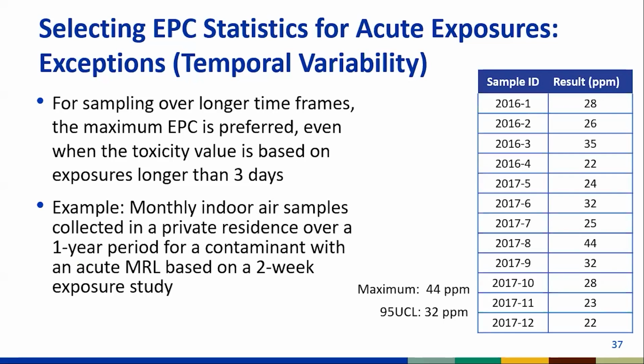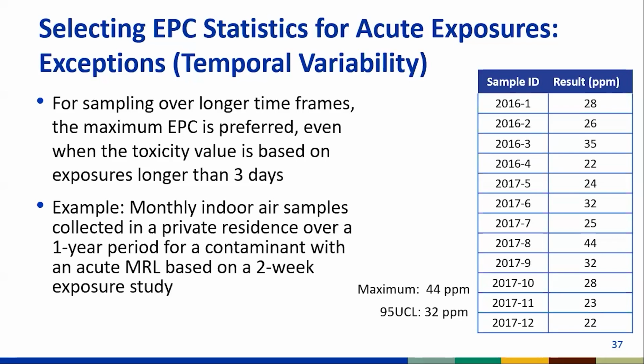Imagine a series of indoor air samples collected monthly at a residence over a 1-year period, aimed at evaluating vapor intrusion issues related to a contaminant with an acute MRL derived from a 1-week exposure study. The results are shown on this slide. The maximum is reported at a value of 44 ppm, and the 95 UCL is 32 ppm. What is the most appropriate EPC to use?